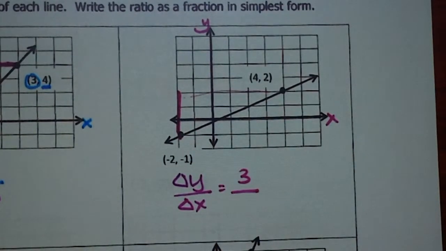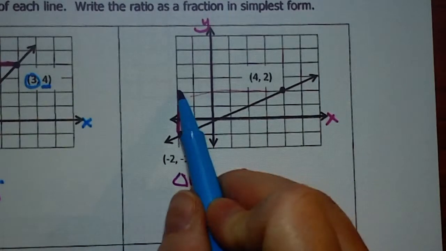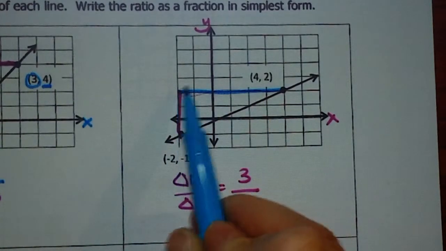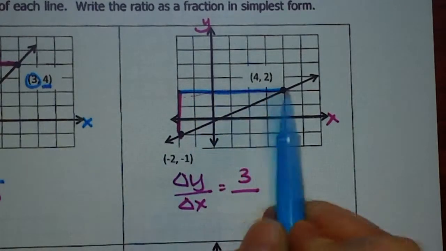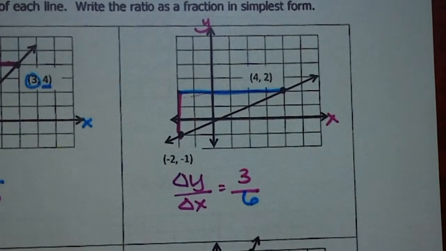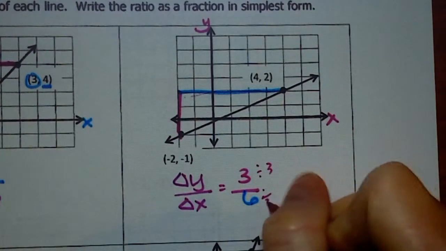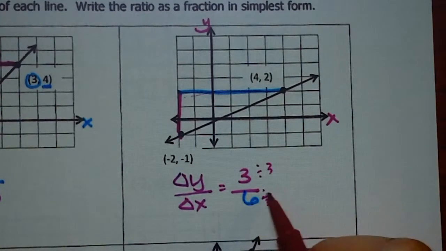In order to figure out my change in x, I need to know how far over I have to go to get from this point to this point. And we have to go over 1, 2, 3, 4, 5, 6. Now this one's a little bit different than the other because there is a number that divides into both 3 and 6. It's 3. So I do want you to simplify fractions. We're going to divide both by 3.